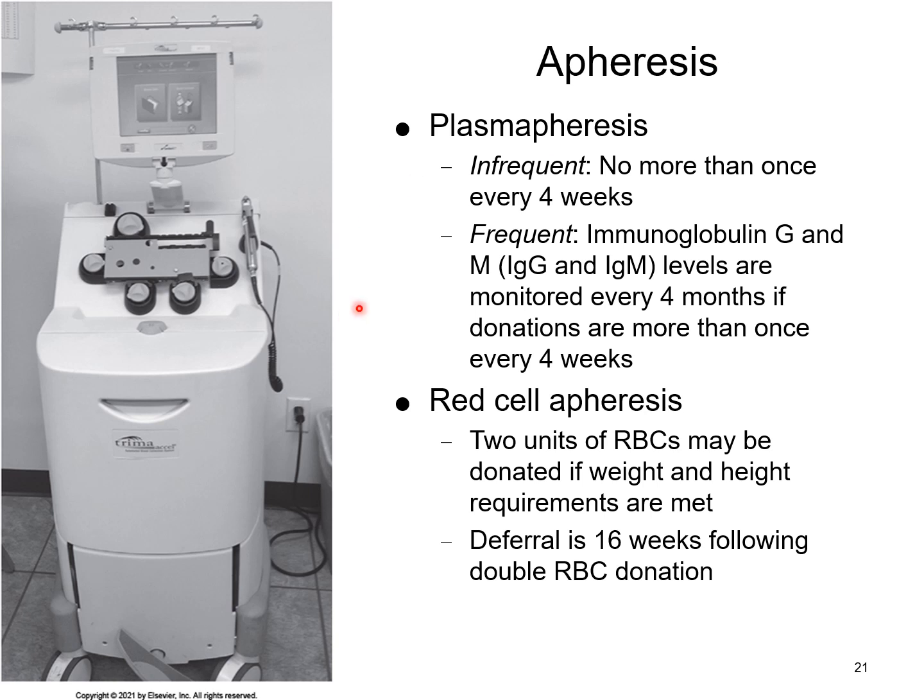And this is just a better view of one of those apheresis, the pheresis type of machines. You can also have plasma pheresis, so you're just going to pull off the plasma and then return the red cells, platelets, and white blood cells. Plasma pheresis is no more than once every 4 weeks, and then your IgG and IgM levels, immunoglobulin G and M, are monitored every 4 months if donations are made more than once every 4 weeks.